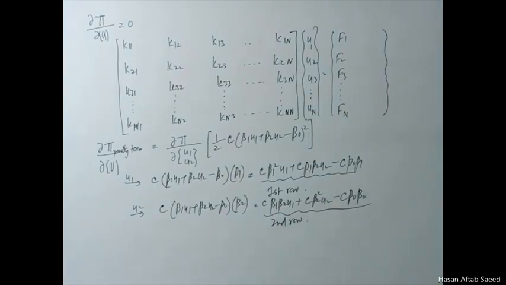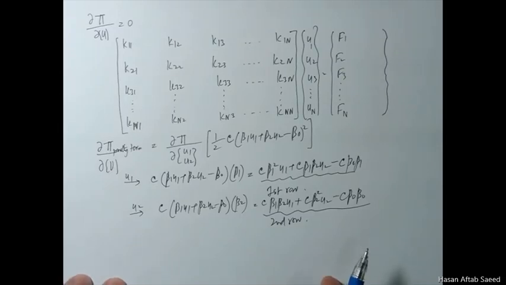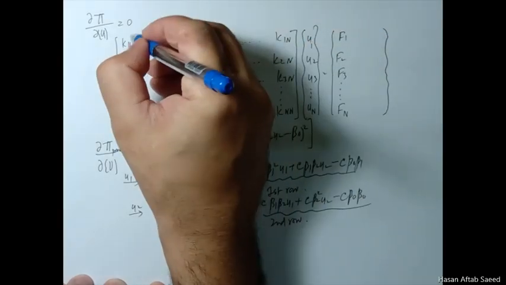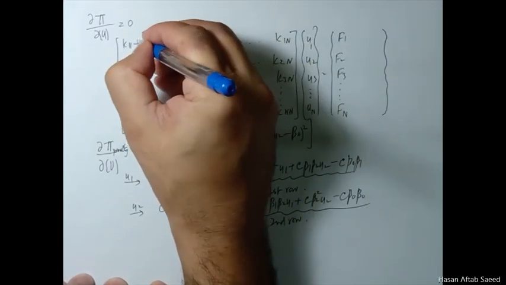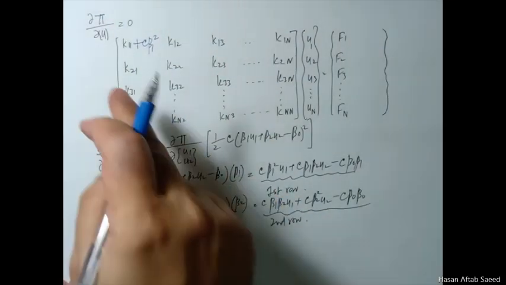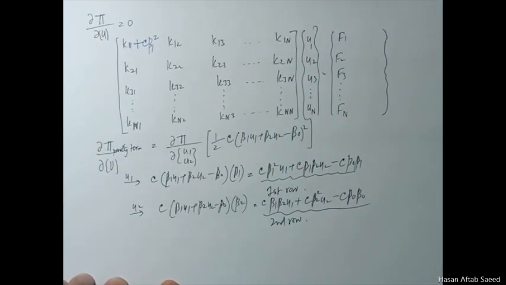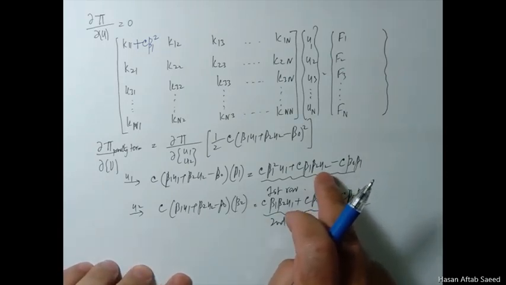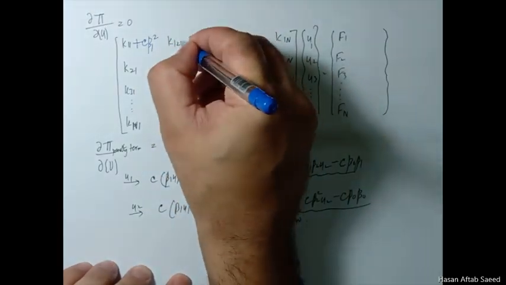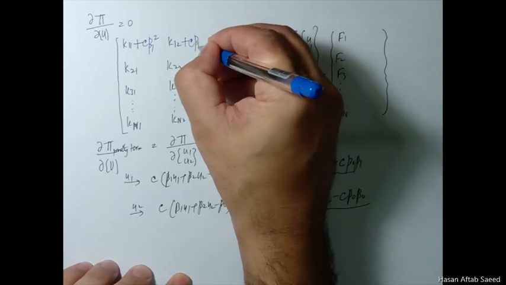Now where in the first and the second row? That's very obvious. This c beta 1 gets multiplied with u1, so this gets added, and you would have noticed the similarity with the penalty method. This is the penalty method, only you are dealing with multi-point constraints here. Now this term gets multiplied to u2, so this can only be added here.